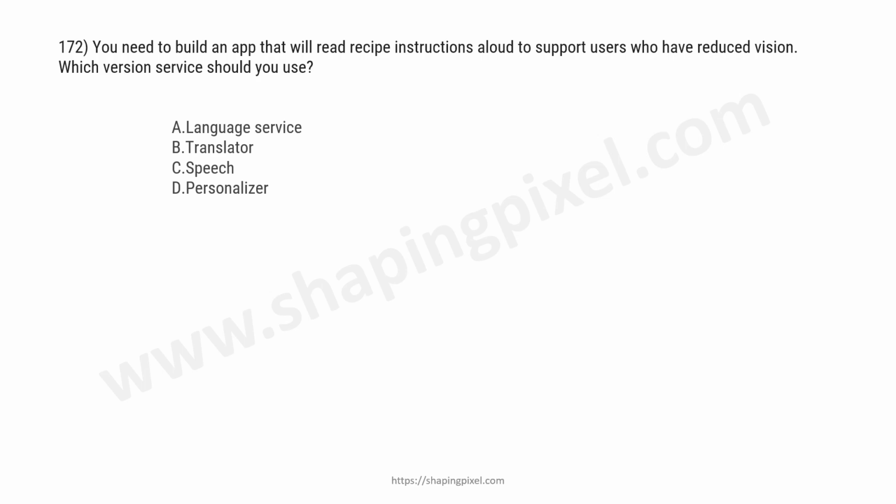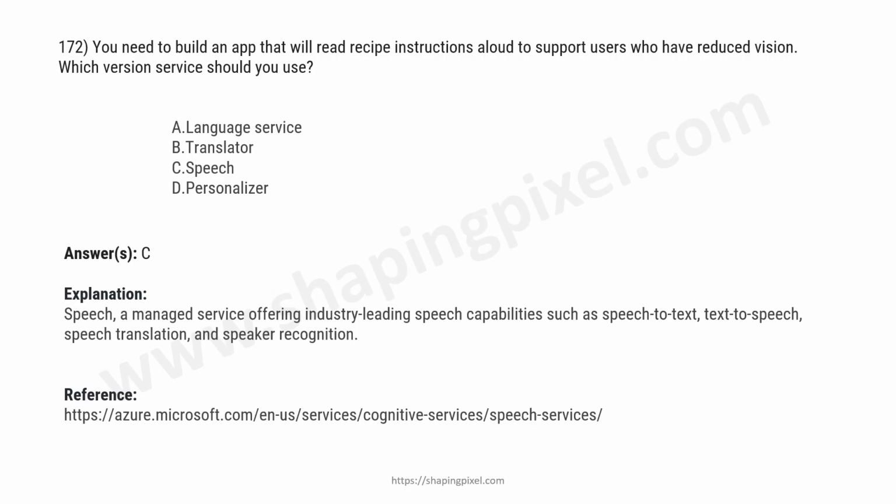You need to build an app that will read receipt instructions aloud to support users who have reduced vision. Which service should you use? And the options are language service, translator, speech, personalizer. So the right option here is option C, speech.